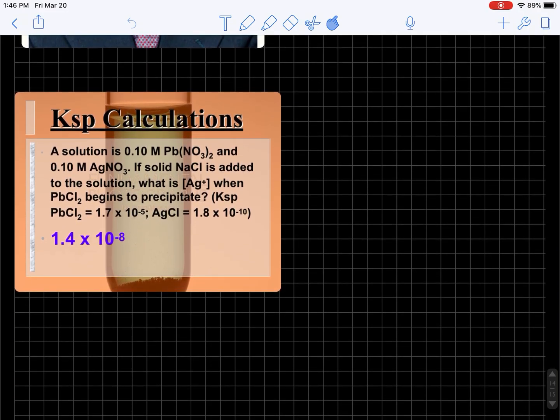Slide 40. They give you a competing precipitation. Lead and silver, we're going to add sodium chloride. So the common ion is chloride. And they want to know what is the silver concentration when the lead chloride begins to precipitate. Now, this is a little different than the other problem, because in the other problem they wanted you to determine that the silver chloride would precipitate out first because it has the lower KSP, and that's true. But we're going to do a Le Chatelier shift to the left on that.